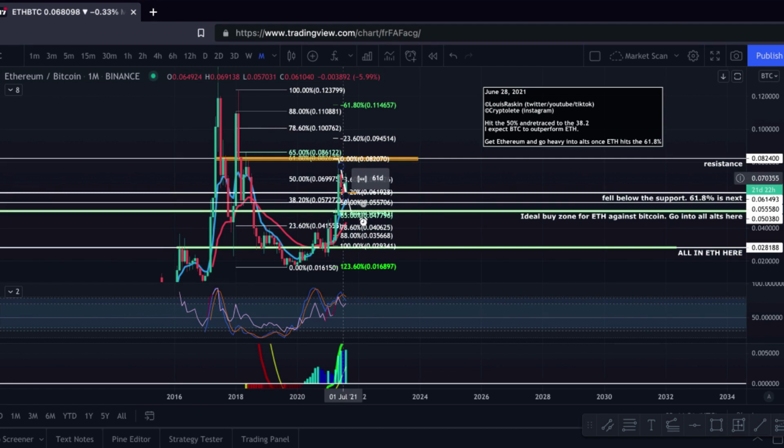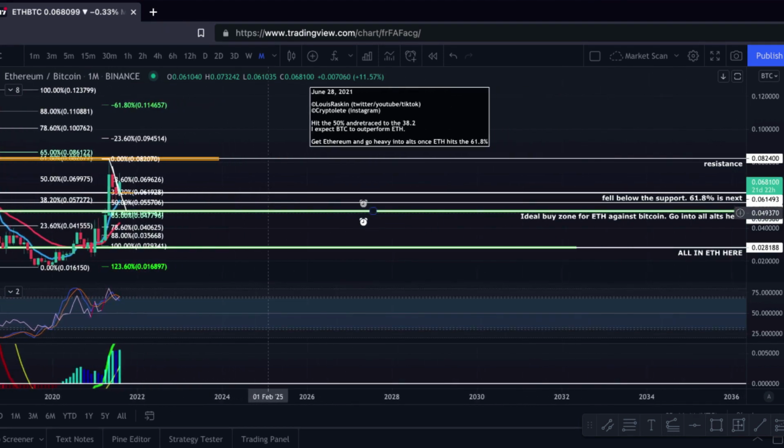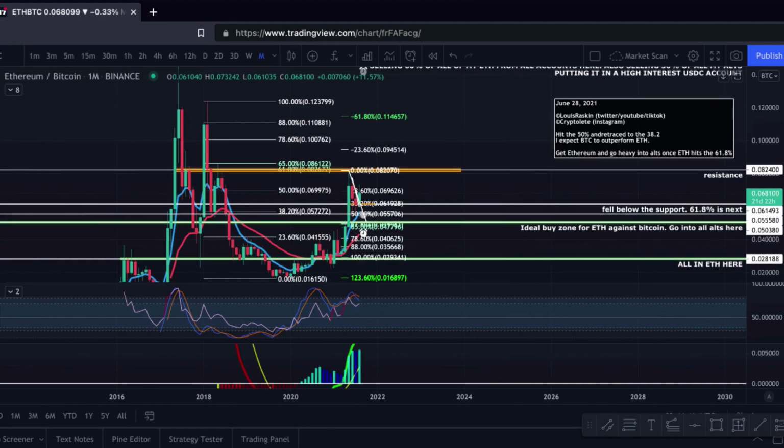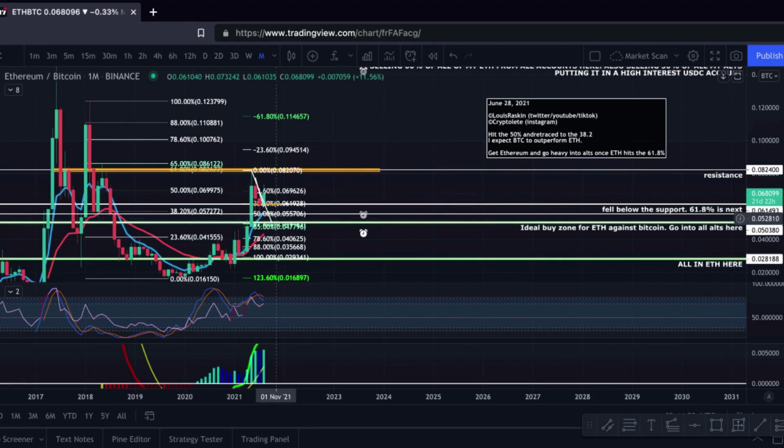In June and July, Bitcoin outperformed. So I was right on that. That's pretty solid. Get Ethereum and go heavy into alts once ETH hits the 61.8. So once ETH hits here. Okay, see, this is exactly why zooming out really helps like crazy.